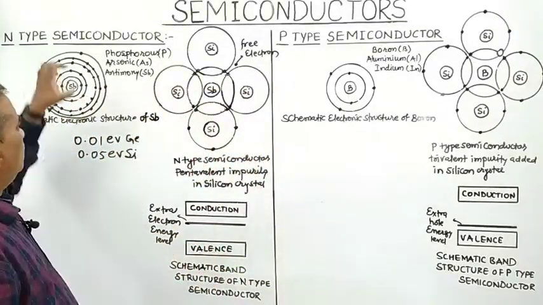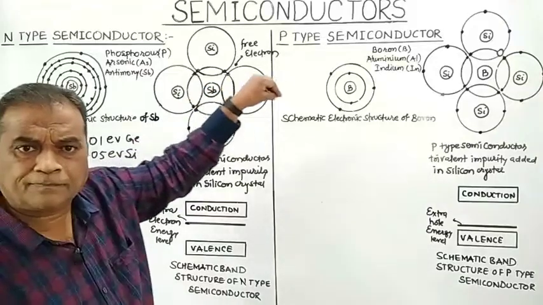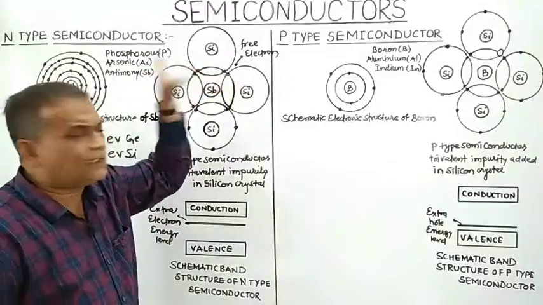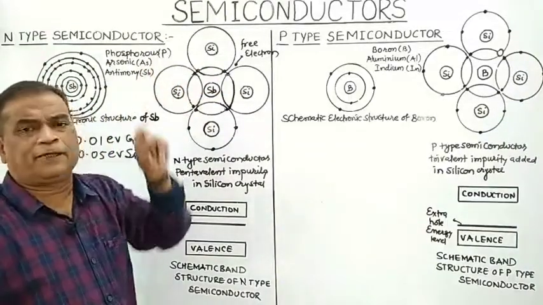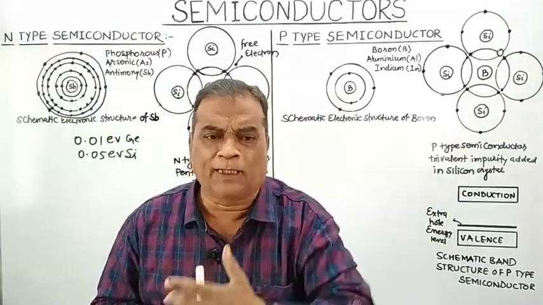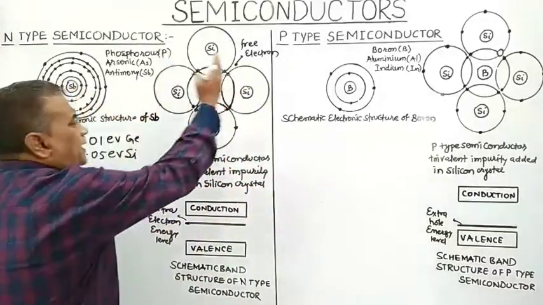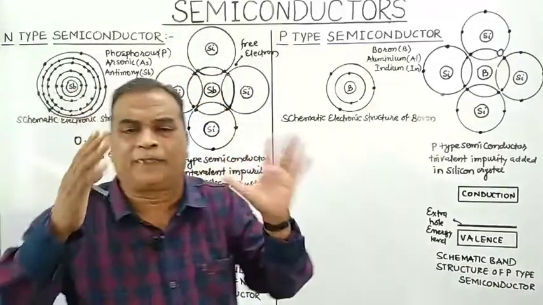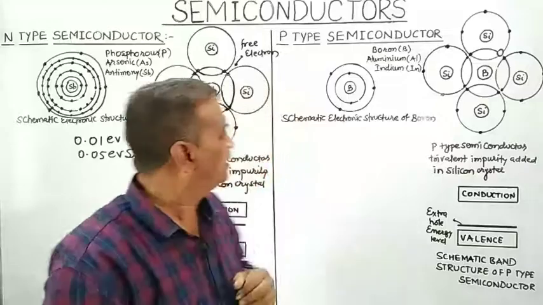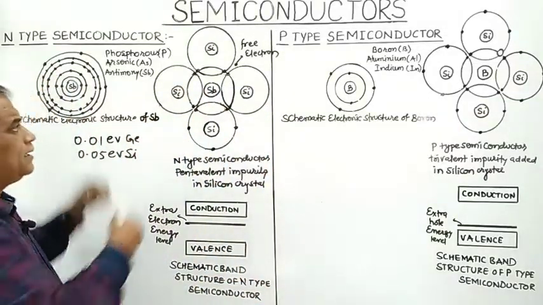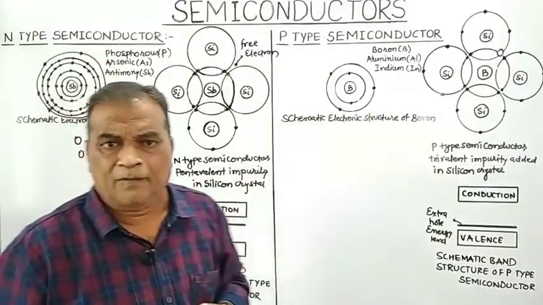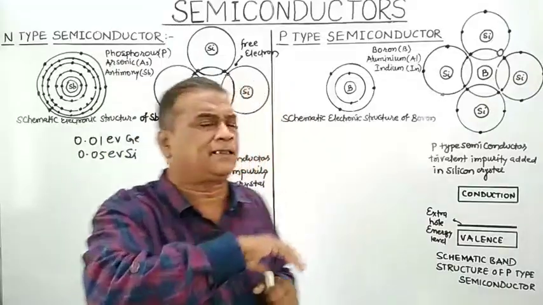Remember that whenever one pentavalent impurity atom is added to a pure germanium crystal, that one impurity atom will donate one free electron. One impurity atom will donate what? One free electron, and that free electron is available for conduction of electricity. Free electron is available for what? Conduction of electricity.